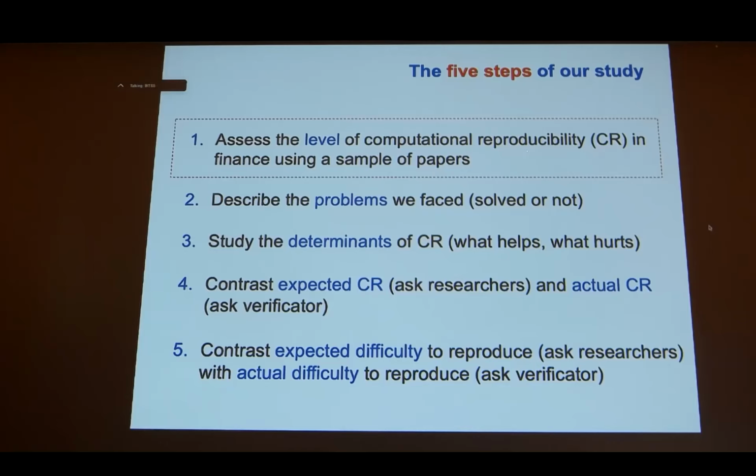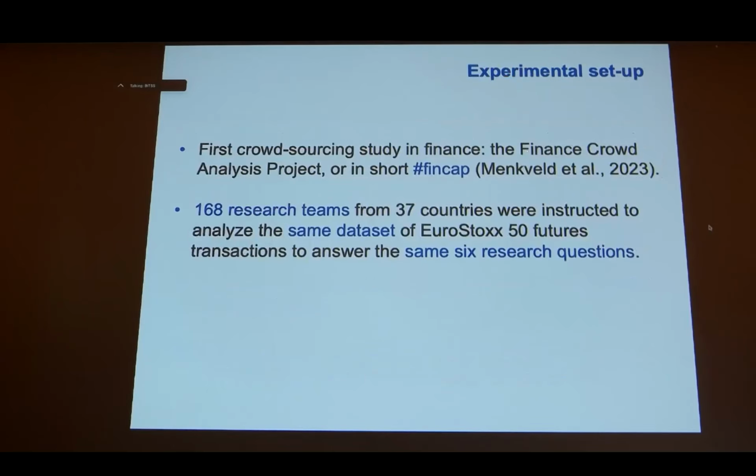And then one thing we do, we're going to ask researchers ex ante, do you think your research can be reproduced? And then we'll be able to contrast this with what we find empirically, ex post. And then we're going to ask, that's my last step, about the difficulty. Again, I'm asking the researcher, what do you think? Is it going to be difficult, challenging to reproduce the result? And then I'm going to ask my verificator ex post, and often, again, they will disagree, as you will see.